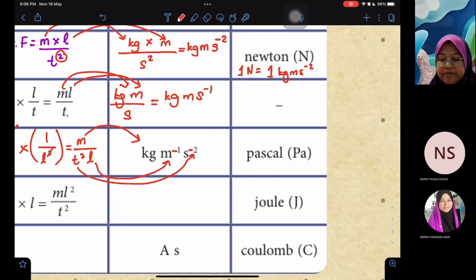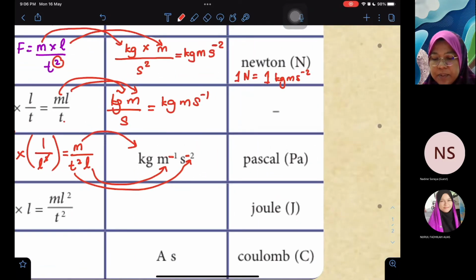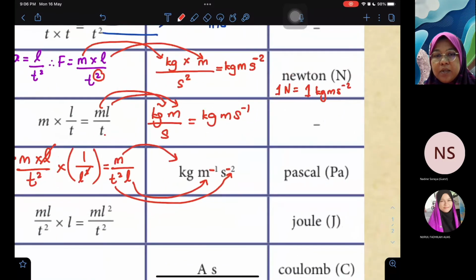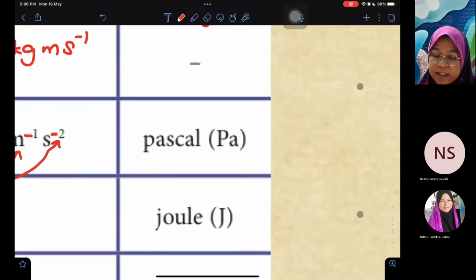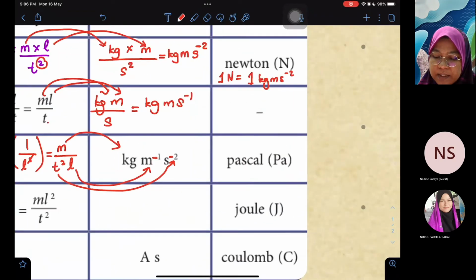So again, perlu hafal tak? Yang ni tak perlu hafal. Semua daripada konsep fizik tu. Jadi yang ni kita kena tahu. Jadi kita kena tahu Pascal tu dia sama dengan apa. Jadi kalau kita buat calculation later on, kalau boleh relate lah apa yang saya cakap ni.